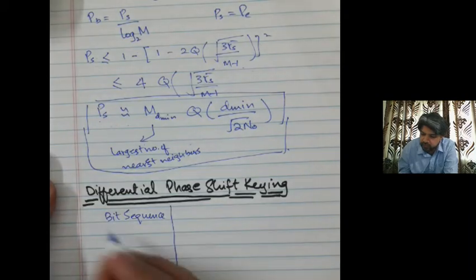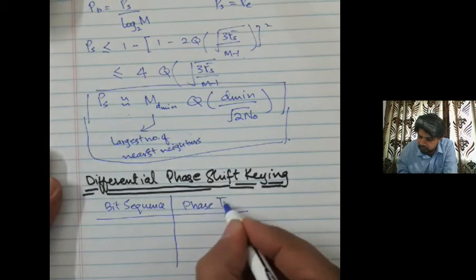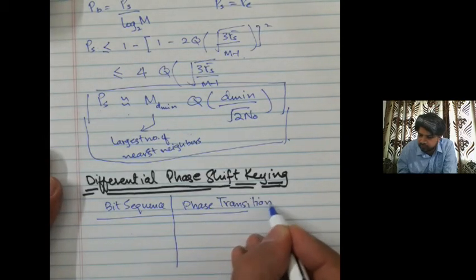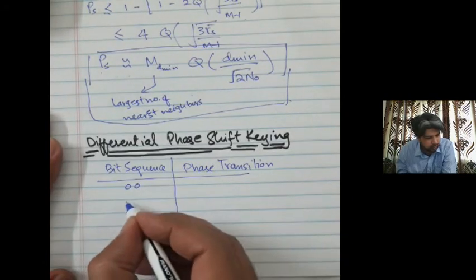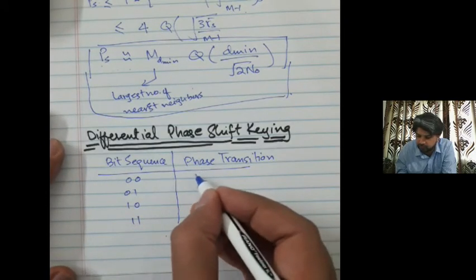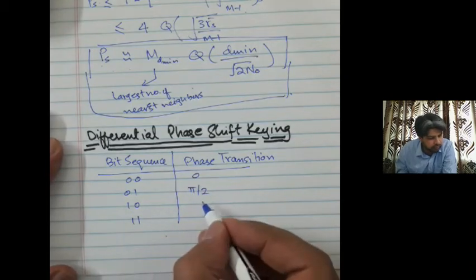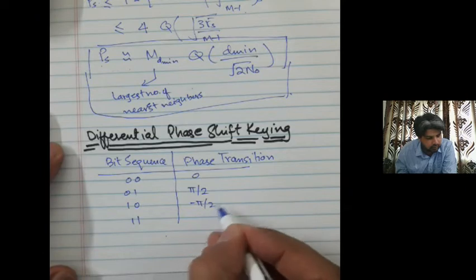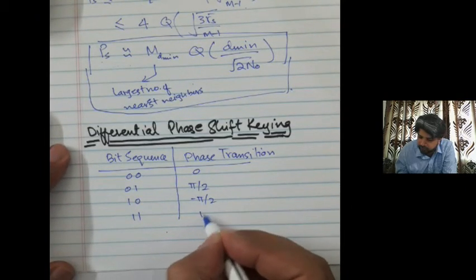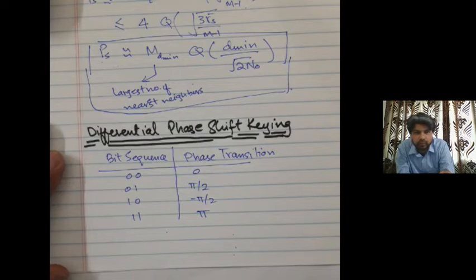so the information is encoded into the transition, what we call the phase transition. For example, if you have this sequence as 0 0, 0 1, 1 0 and 1 1, then for a 0 0 you would have a phase transition of 0, and then for example you have a phase transition of pi by 2 for a 0 1, and then a minus pi by 2 for a 1 0, and then you have a phase transition of pi for a bit sequence of 1 1. So this is how you encode your information.